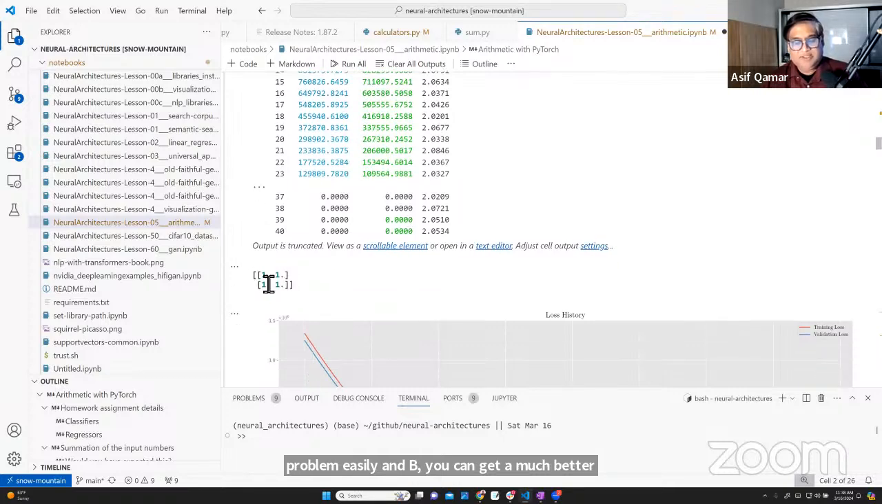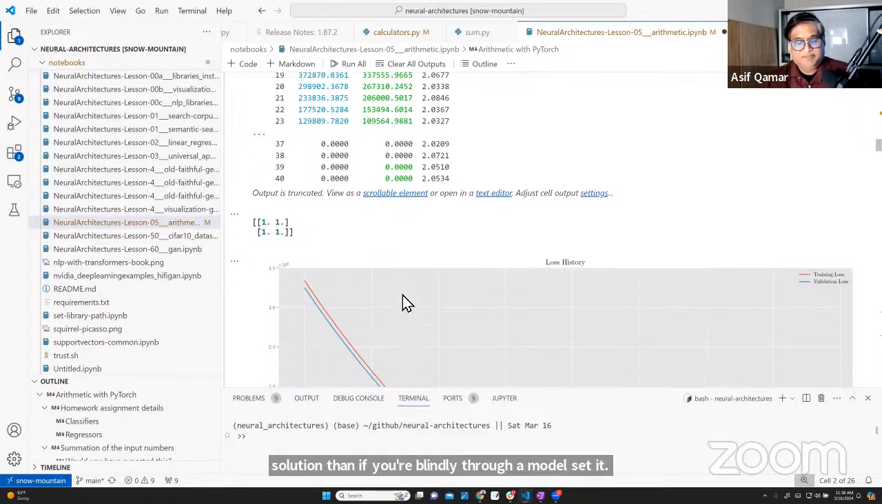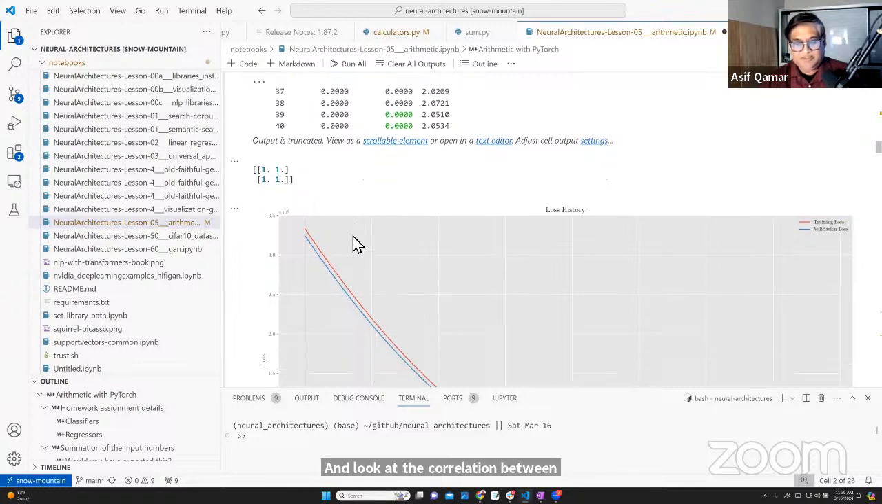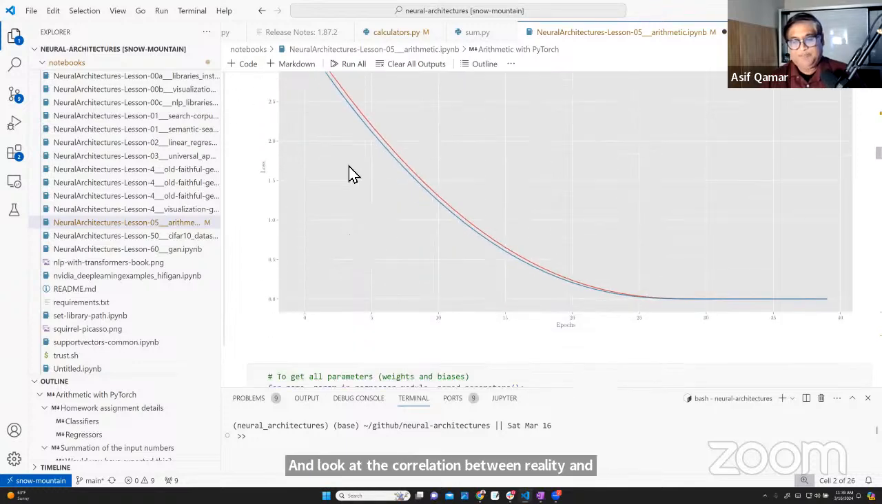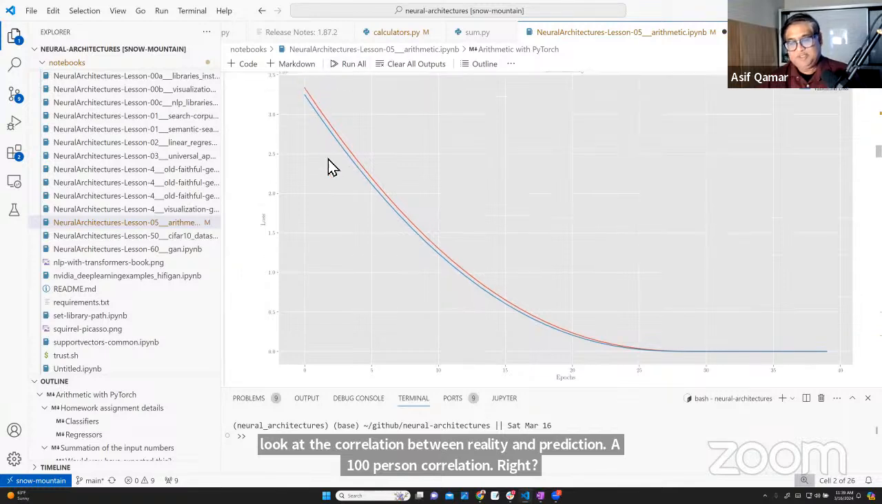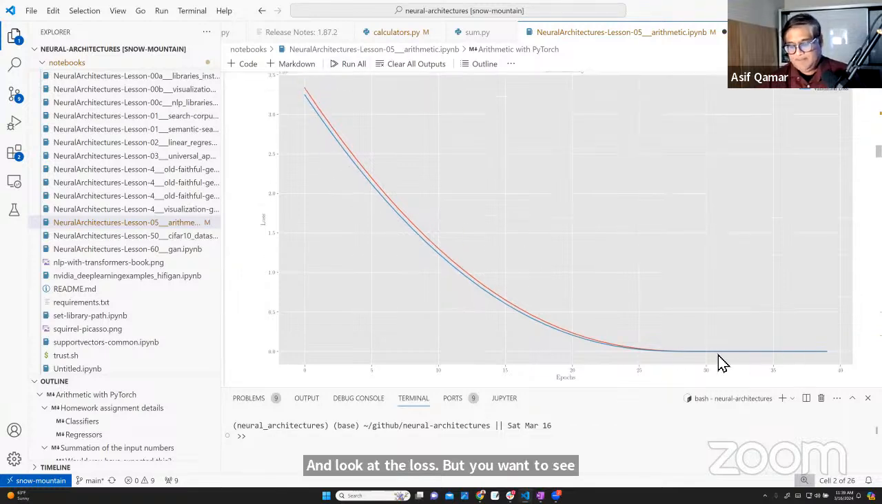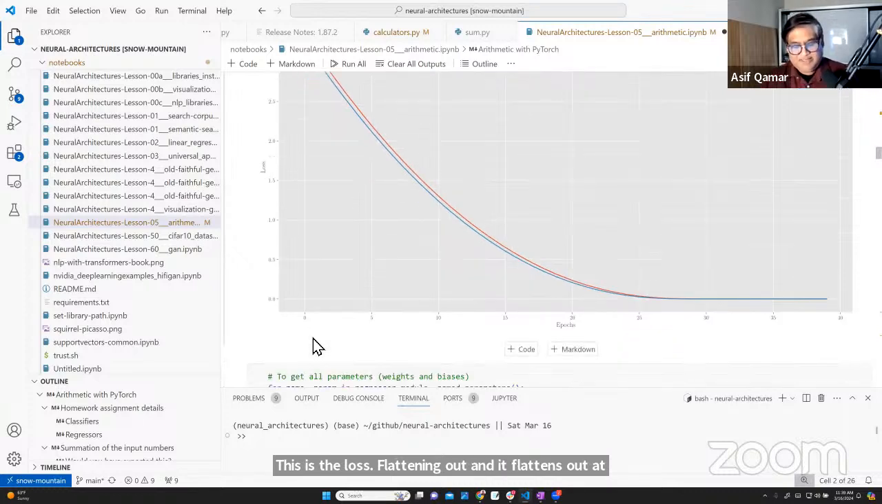And look at the correlation between reality and prediction, 100% correlation, right? And look at the loss. You want to see loss diminish like this, isn't it? This is the loss flattening out, and it flattens out at 0, right? So I suppose that's a compelling reason to believe that it has found the right answer.